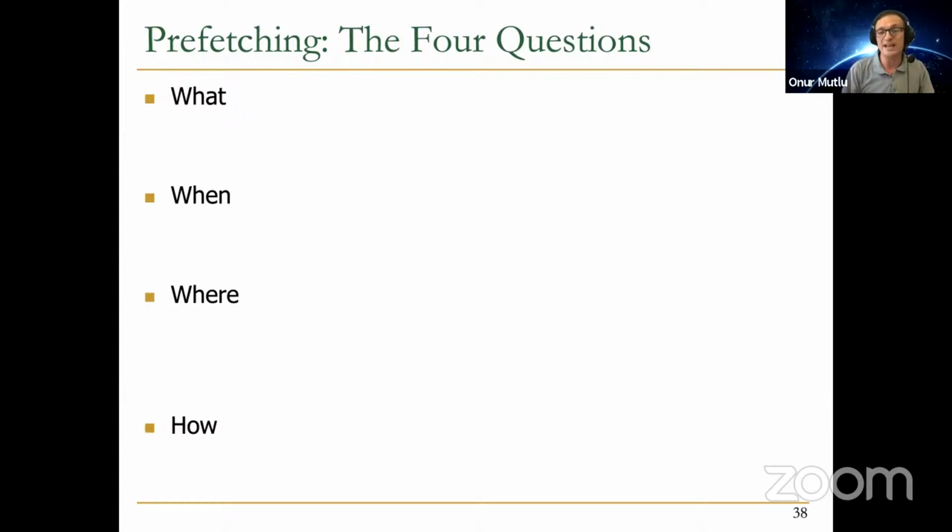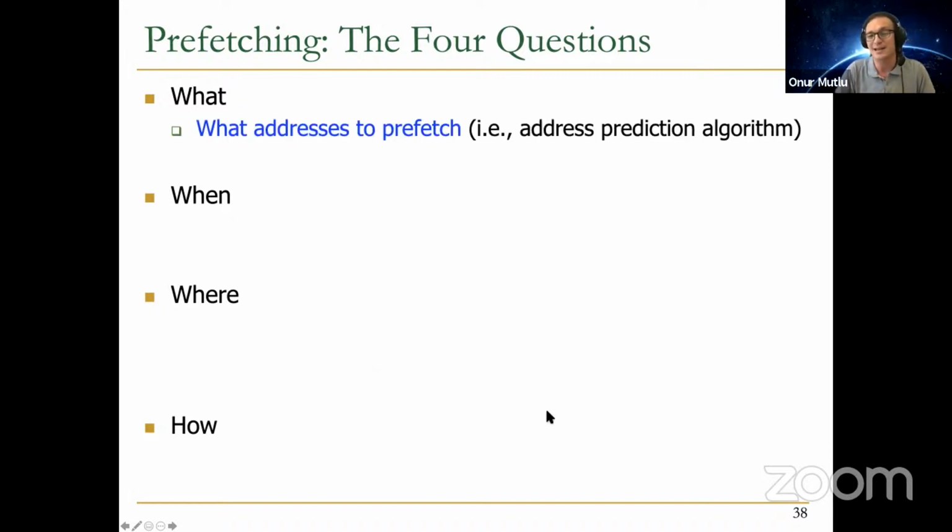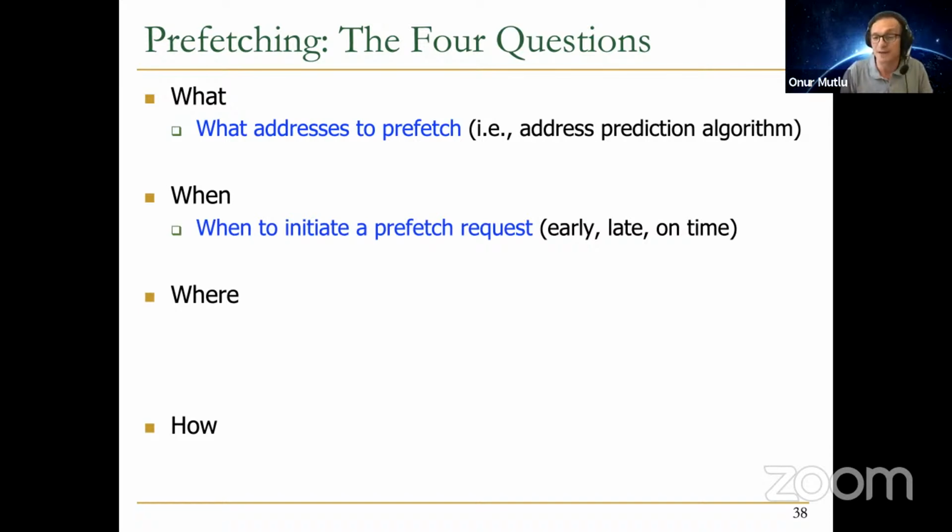Okay, there are 4 big questions in prefetching, actually, which we're not going to go into detail on, but I'm going to give you examples of. So what, when, where, and how. So what is basically, what addresses do you prefetch? This is the address prediction algorithm. It's also called the prefetching algorithm. When means, when do you initiate a prefetch request?